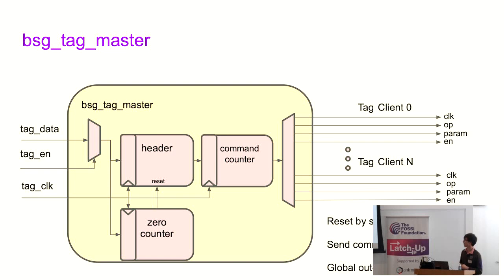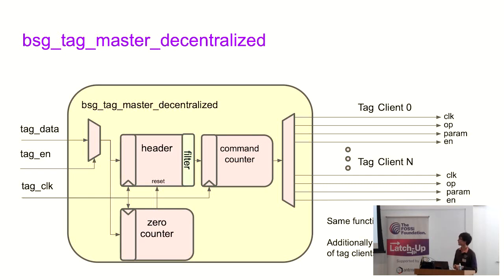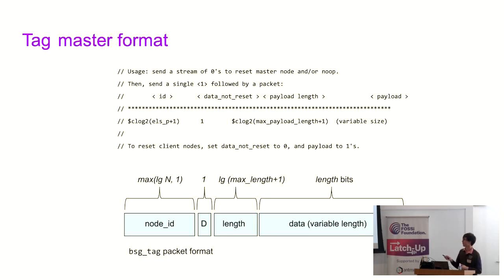So the tag master essentially has a reset by just sending a stream of zeros, and then as it receives a command from the tag in a serial manner, it fans out these signals to the clients into a four signal bus. And this is a very simple format. You can just basically have node ID, which is the client ID, data or reset bit, length, and then the data, which is variable length. And this allows you to scale the tag clients to be any number of payload bits and not necessarily the same number of payload bits, which avoids a fan-out issue.